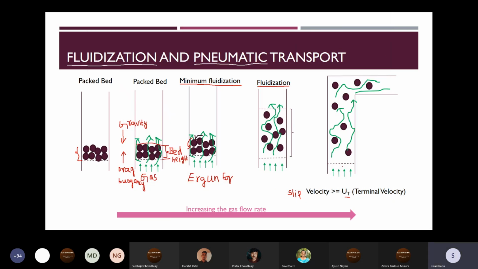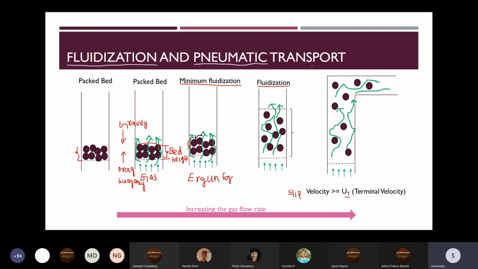If I increase the velocity further, such that the relative velocity between the solids and gas is higher than the terminal velocity, the bed height will not be limited to a certain height. Rather, the particles move along with the fluid continuously. Wherever the fluid goes, the particles will go.